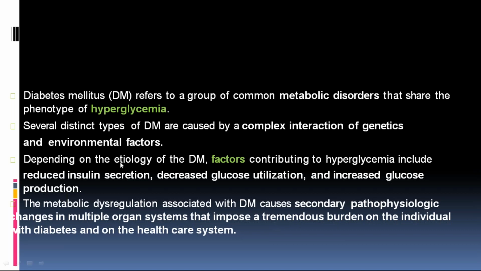So depending on the etiology of diabetes, factors contributing to hyperglycemia include reduced insulin secretion. There could be decreased glucose utilization and increased glucose production. The metabolic dysregulation associated with diabetes causes secondary pathophysiological changes in multiple organ systems, okay, and that can impose a tremendous burden on the individual with diabetes and on the healthcare system.